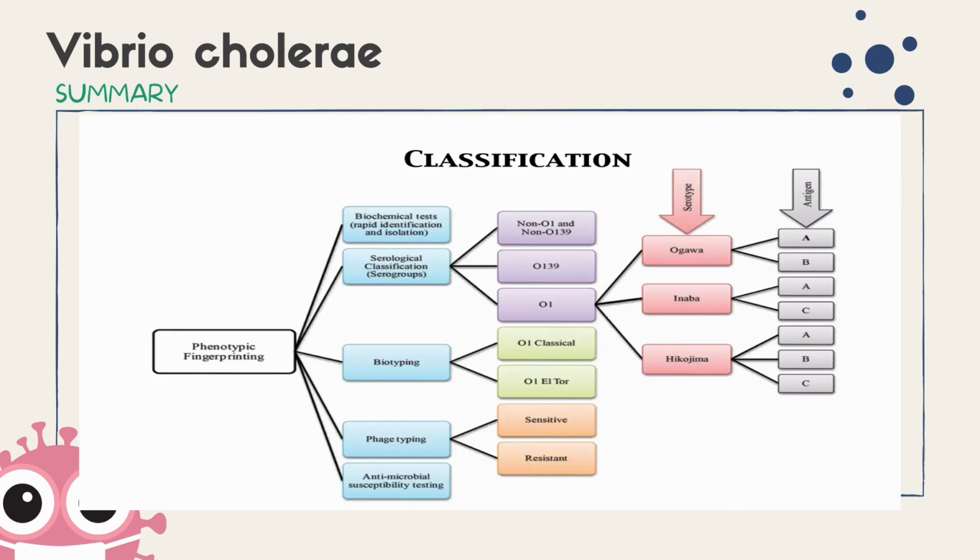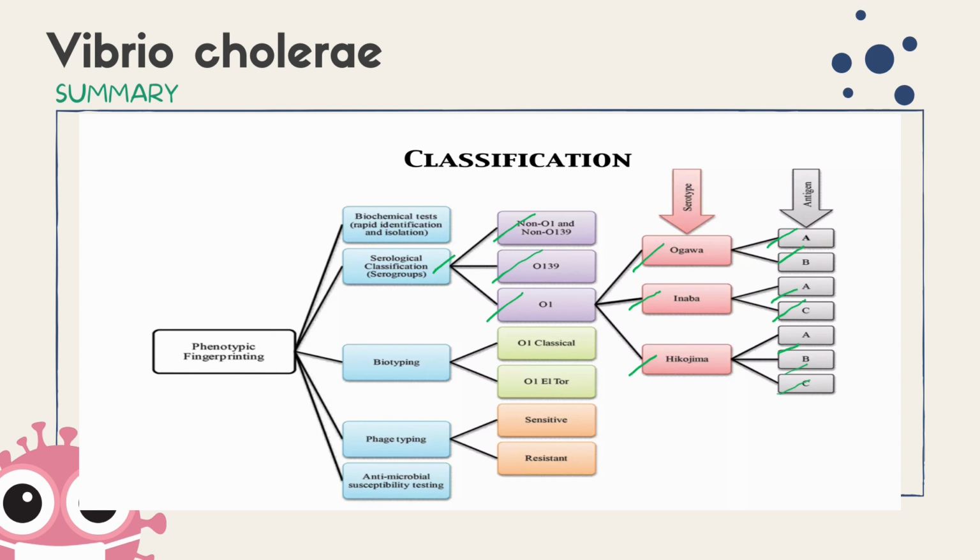Another summary for the classification of serotypes and biotypes under Vibrio cholerae. For serological typing, we have three types: the non-O1 and non-O139, the O139, and the classic O1, which has more cases of cholera. Under the O1 serotype, we have further serotypes: Ogawa, Inaba, and Hikojima. For Ogawa, the antigens are A and B. For Inaba, we have the A and C antigens. For Hikojima, we have the A, B, and C antigens.